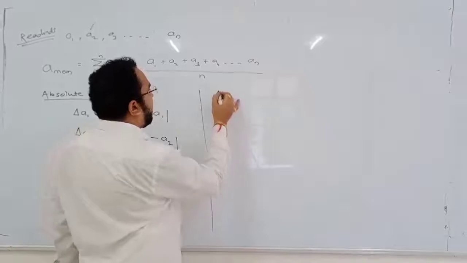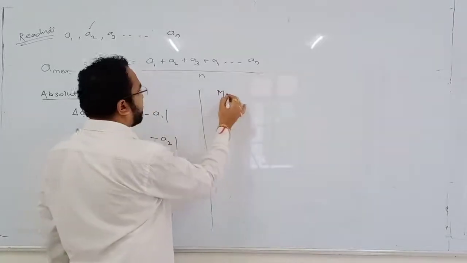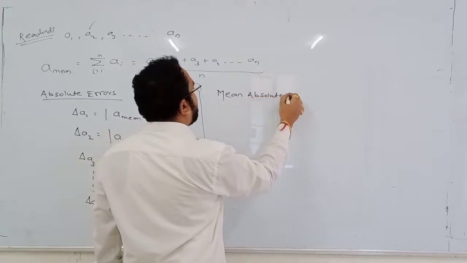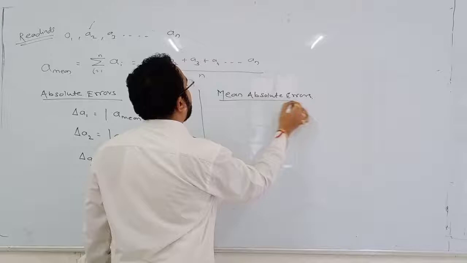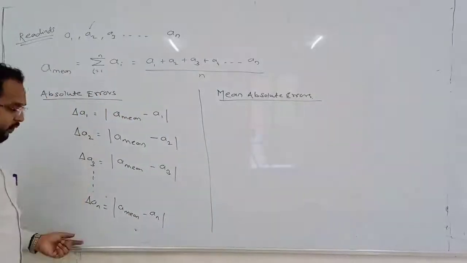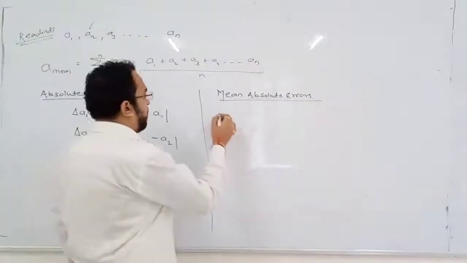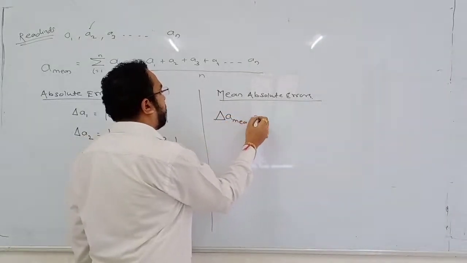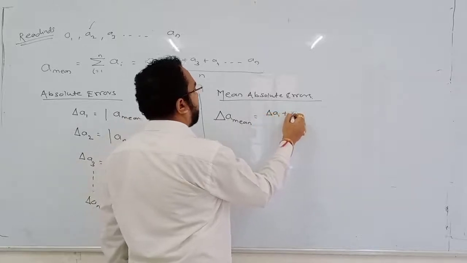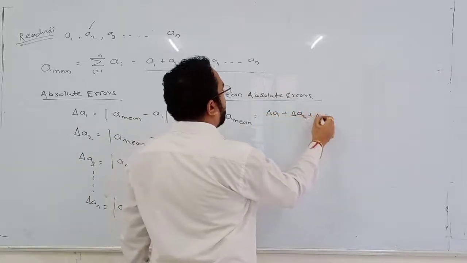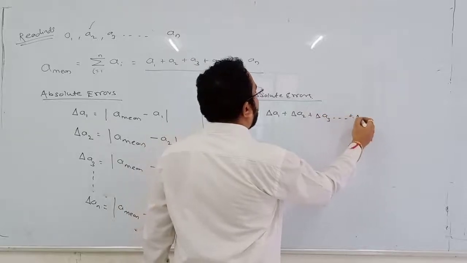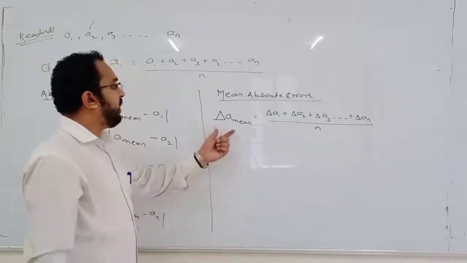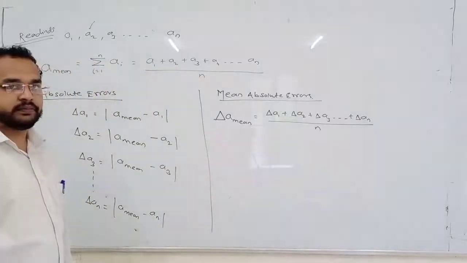Then if I take the mean of all the absolute errors, it is called mean absolute error. Mean absolute error is the mean of all the errors. So it will be delta A mean, the mean of all the absolute errors, that is delta A1 plus delta A2 plus delta A3 up to delta An upon n. This is mean absolute error.